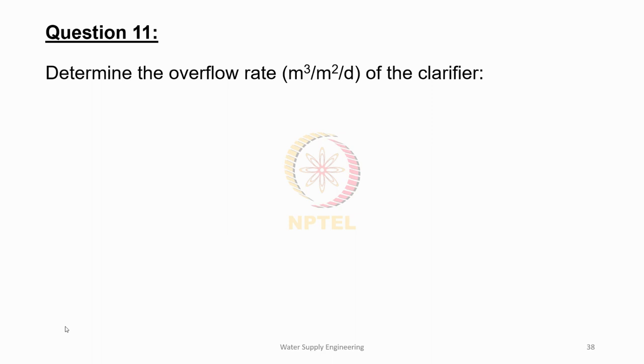So, the first question is to determine the overflow rate of the clarifier in meter cube per meter square per day. I'll wait for 3 minutes because this is not that complicated a question. It is direct substitution in the equation only. So I'll give you 3 minutes and then we'll see how to solve this. Please put your answers in the chat box.